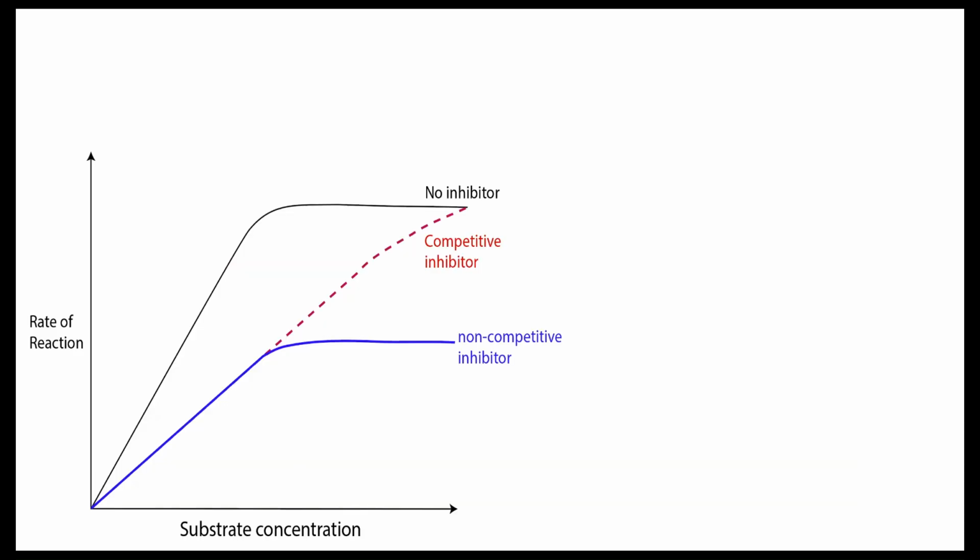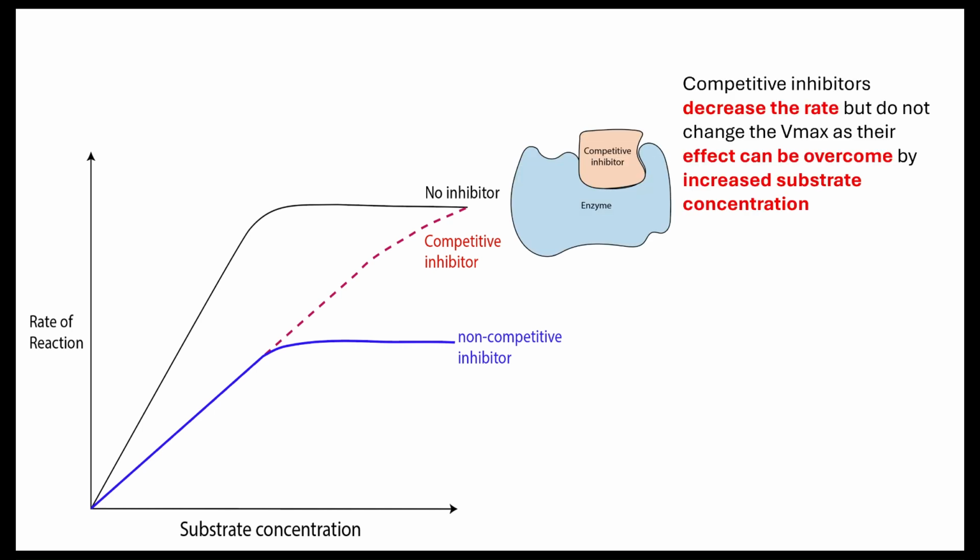If we look at the rate of reaction when we have our competitive inhibitor and our non-competitive inhibitor, we can see that when there is no inhibitor, our rate of reaction will increase and then plateau. It reaches our Vmax when we are increasing the substrate concentration. If we have a fixed volume of enzymes and a fixed volume of our competitive and non-competitive inhibitors, our competitive inhibitor will decrease the rate of the reaction, but it will not change the Vmax, as its effect can be overcome by increasing our substrate concentration.